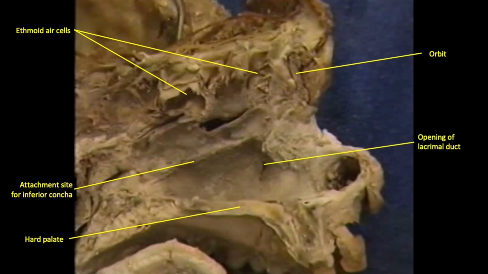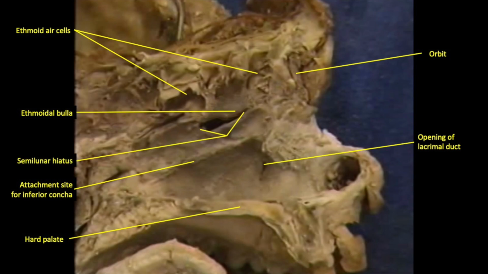An opening below the inferior concha is now labeled the opening of the lacrimal duct. This is where tears from our eyes travel to when we cry. Moving to the area where the middle concha was located, we see an elevation called the ethmoid bulla, and just below it, a space called the semilunar hiatus.